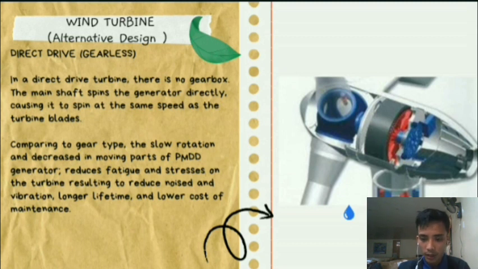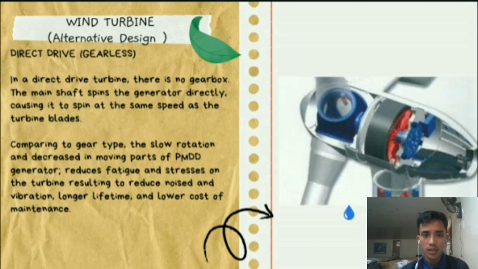So comparing to gear type, the slow rotation and decrease in moving parts of PMDD generator reduces fatigue and stresses on the turbine, resulting to reduced noise and vibration, longer lifetime, and lower cost of maintenance. So yan po yung tinatawag nating direct drive. At sabi po dito, isa na po siyang gearless wind turbine technology na kung saan ito na po yung nauuso.